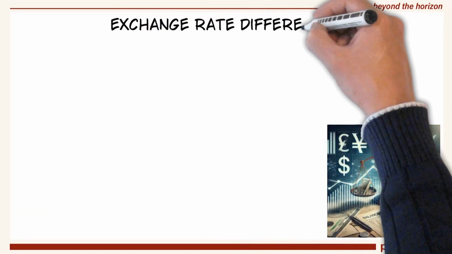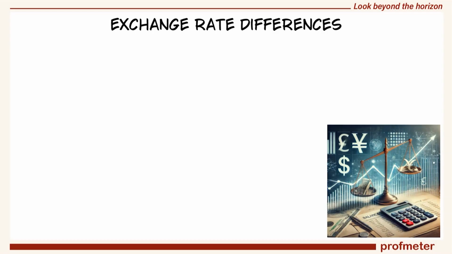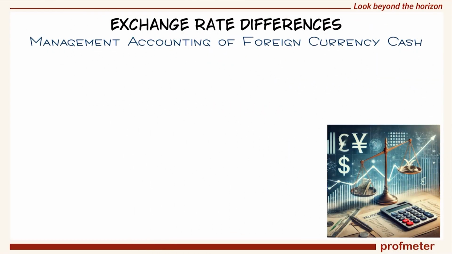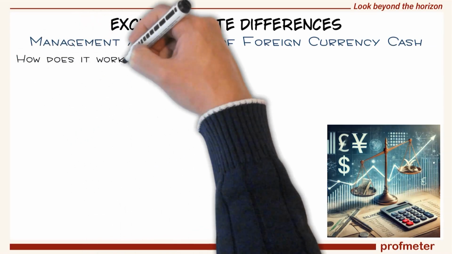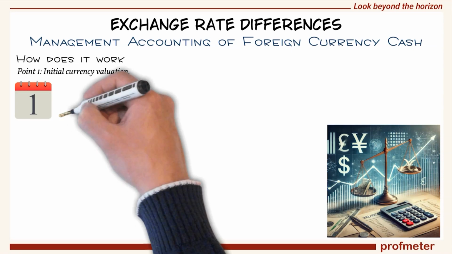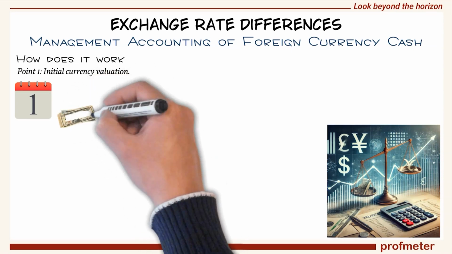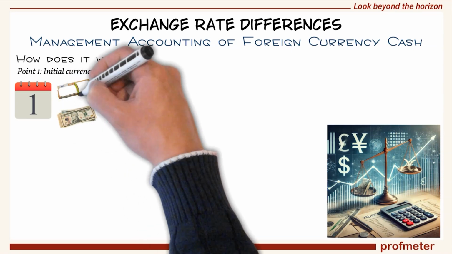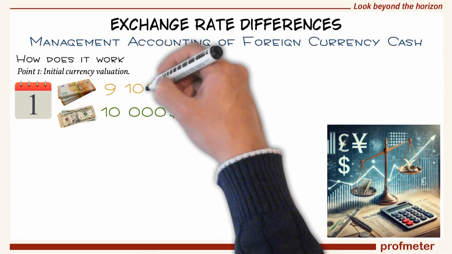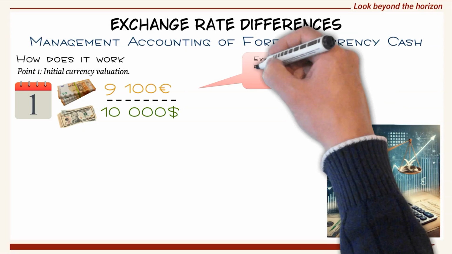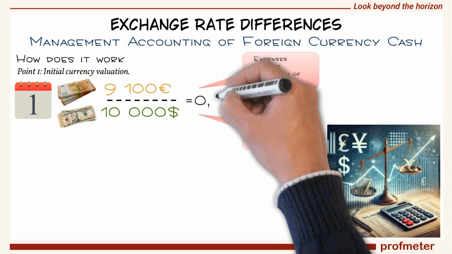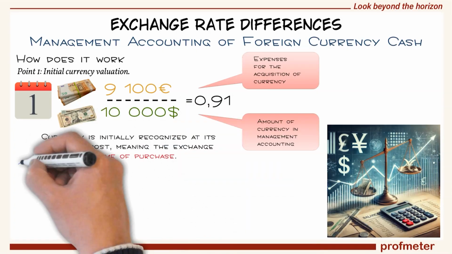Now we can move directly to the rules for calculating exchange rate differences, or their absence. Let's start with the situation when we simply have currency in the form of cash. Point 1. Initial currency valuation. When an enterprise receives money in foreign currency, it is reflected in the accounting at the rate on the date of receipt. If a German enterprise received $10,000 and 9,100 euros were spent to purchase them, the purchase rate of 0.91 will be recorded in the accounting records.